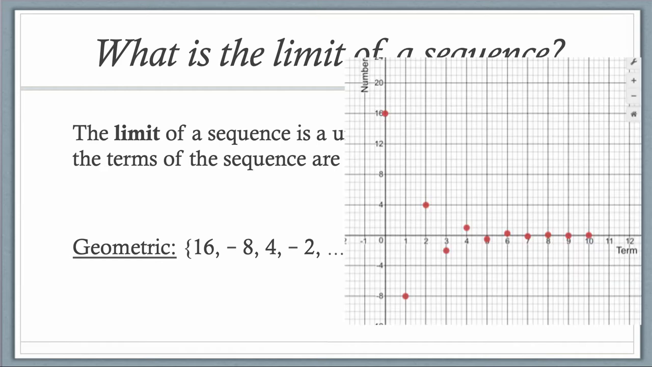So I graphed my sequence here so you could see that here's the number, right? These are my terms of my sequence, and this is my term. So again, I started with 16, I dropped down to -8, 4, -2, 1, -1/2, +1/4, so on and so forth. So I could see as my terms are getting larger, as I'm going more and more terms, the sequenced value is getting closer and closer to 0. So the limit of this geometric sequence is actually 0.